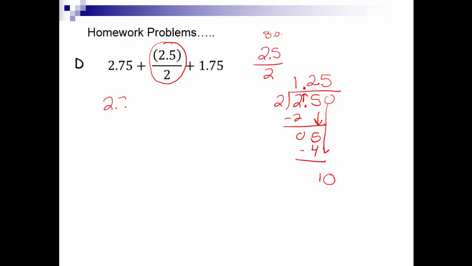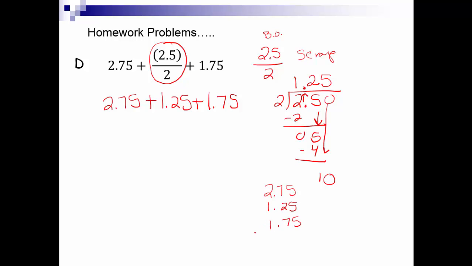So then we have 2.75 plus 1.25 plus 1.75. Because this is all addition, I'm going to choose to add them all at once. I'm just going to line them up. 2.75. Again, this is my scrap work off to the side. 2.75, 1.25, 1.75. I'm going to go ahead and add those all up.